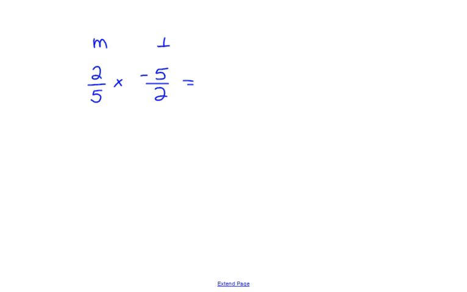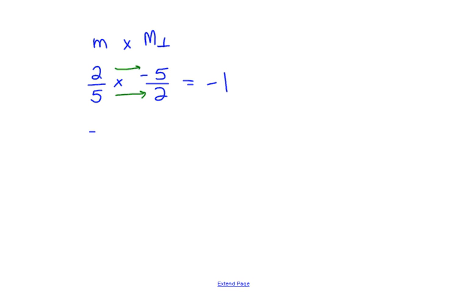If I multiply these together, so our slope times my perpendicular slope, what does this equal? Well, remember we multiply fractions straight across. Negative 10 over 10. What is negative 10 divided by 10? Negative 1. Let's try another one.